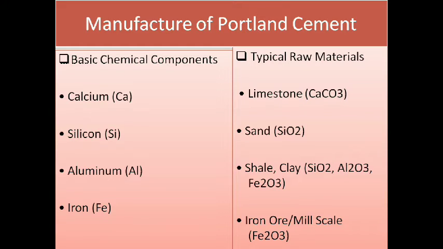So these are the basic chemical components and typical raw materials, which are the ingredients during the manufacture of the Portland cement.